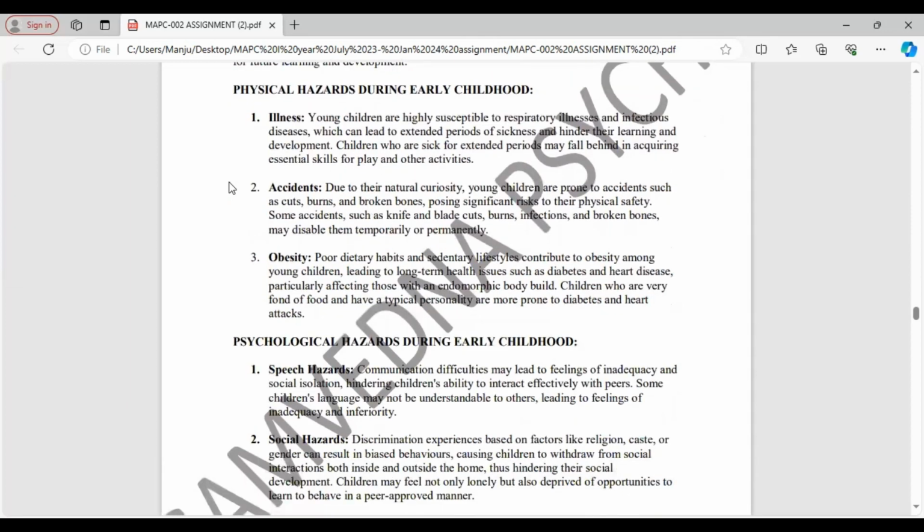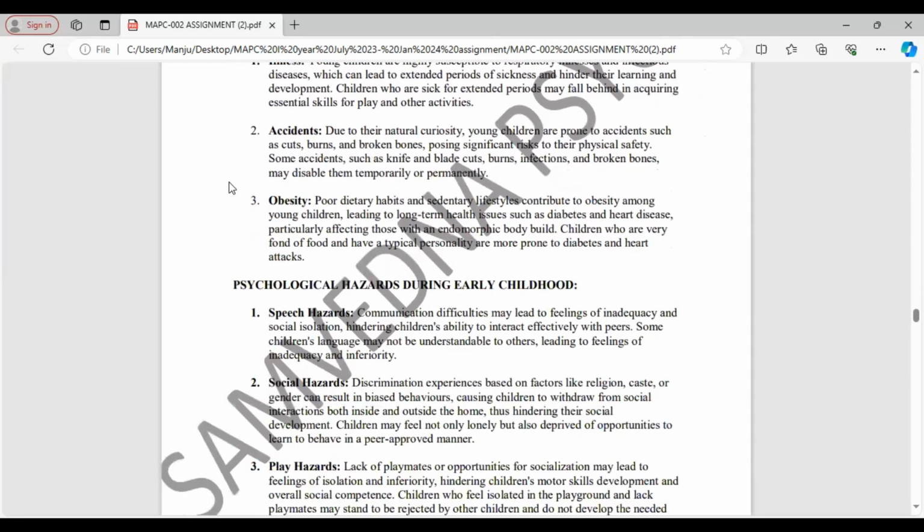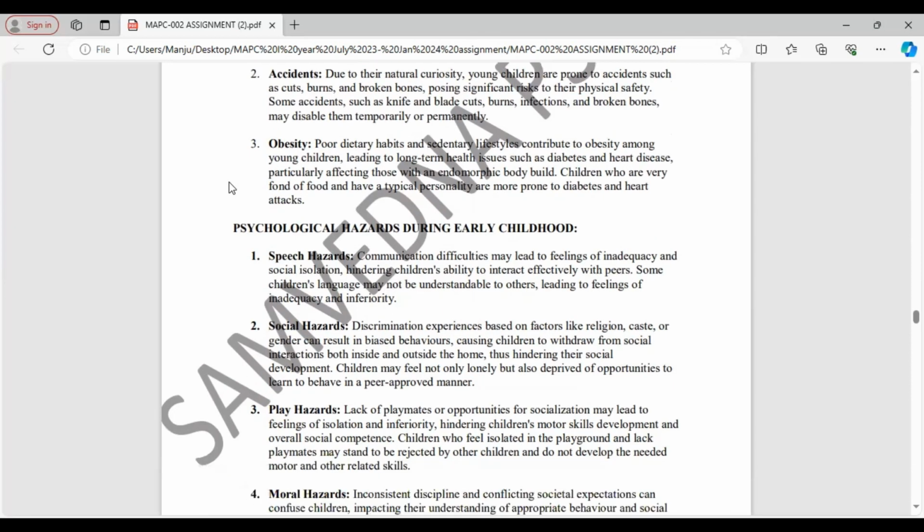Accidents. Due to their natural curiosity, children are more prone to accidents at this age, such as cuts, burns, and broken bones, which cause a significant risk to their physical safety. And at times, these accidents may disable them temporarily or permanently. Obesity. Poor dietary habits and sedentary lifestyle can contribute to obesity among young children, which leads to health issues such as diabetes and heart diseases. And this is seen mostly in children who have endomorphic body types or who have a fondness for food.